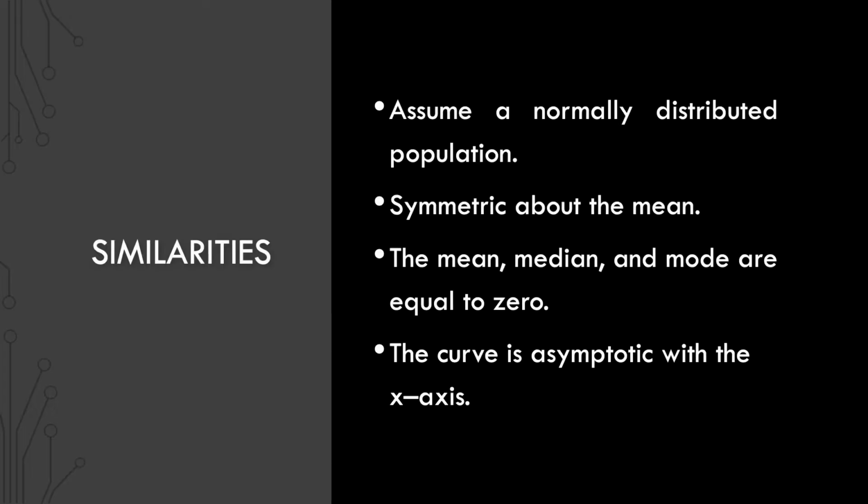Here are the similarities of the normal distribution and the student's T distribution. Both of them assume a normally distributed population. And both of them are also symmetric about the mean. Kasi nga, bell-shaped sila. So, dapat symmetric siya. Next, the mean, the median, and the mode are all equal to 0. And the curve is asymptotic with the x-axis.